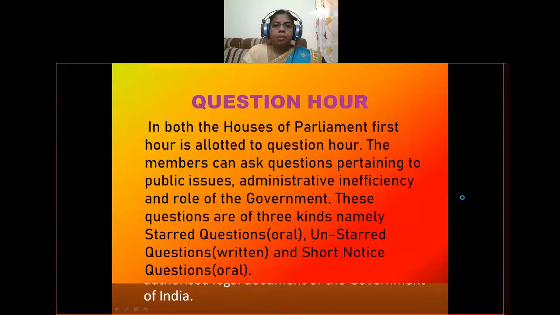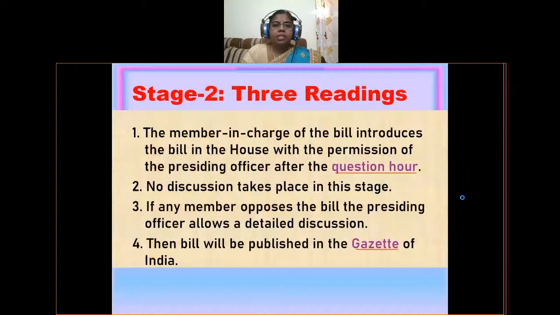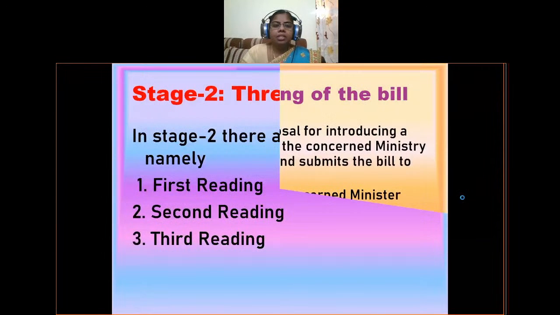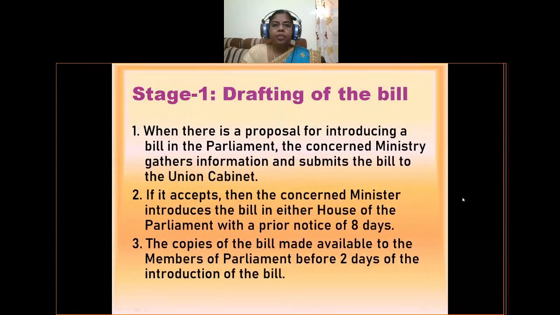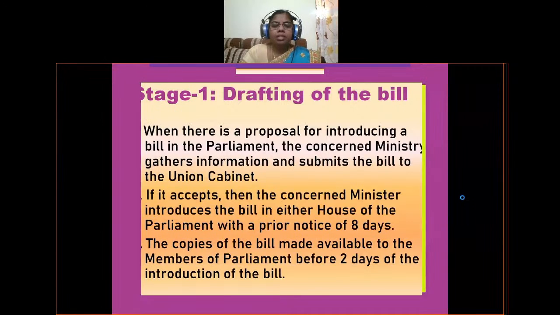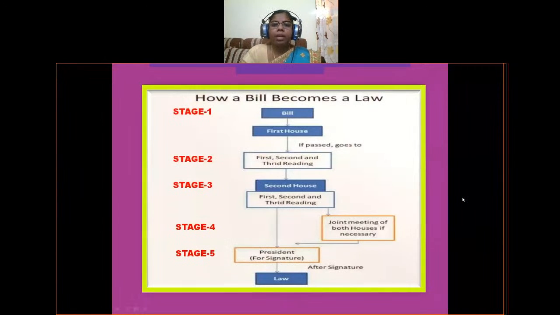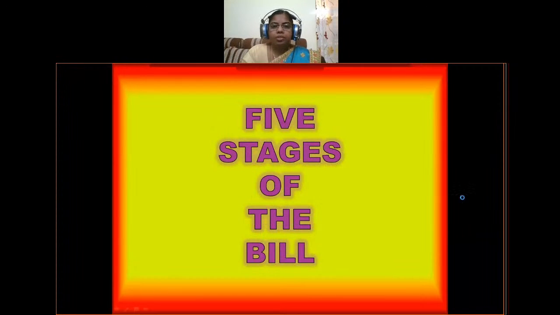Okay, so this is about question hour, and this is first reading. And this is second stage. It consists of 3 readings. And this is the first stage, drafting of the bill. And this is the brief explanation of how a bill becomes a law. And these are the 5 stages of the bill.